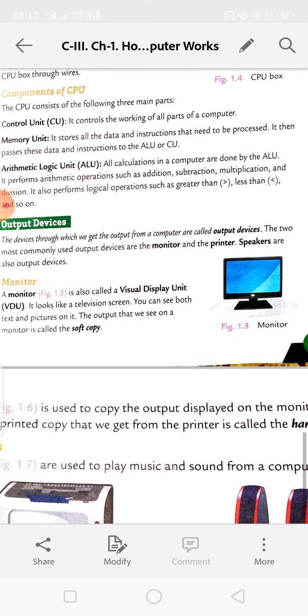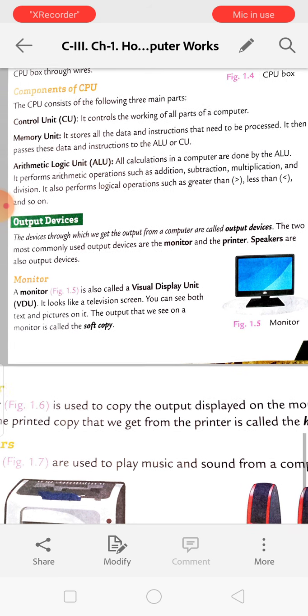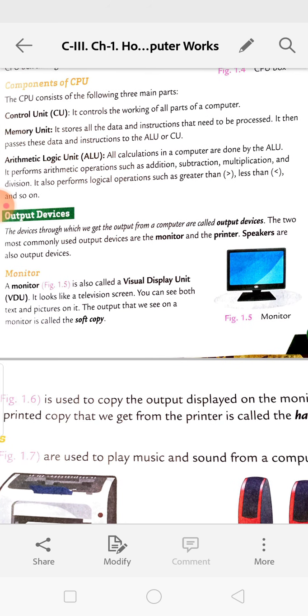Then comes the output device. The devices through which we get the output from our computer are called output devices. The most commonly used output devices are the monitor and the printer. Speakers are also output devices. So, what is an output device? The devices through which we get output from the computer. And the two most commonly used output devices are the monitor and the printer. Speaker is also an output device.